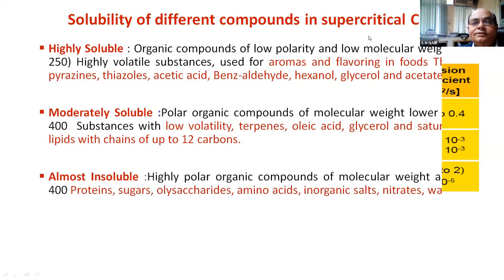So basically, you can see the solubility in supercritical carbon dioxide. Highly soluble are aroma, flavor, and all that at lower pressure, up to the liquid state, like aroma and terpenes, which are easily soluble. Then moderately soluble are the low volatility terpenes, oleic acid, lipids and other things. And most of the protein, sugar, and polar constituents are insoluble: oligosaccharides, amino acids, inorganics, and nitrates.